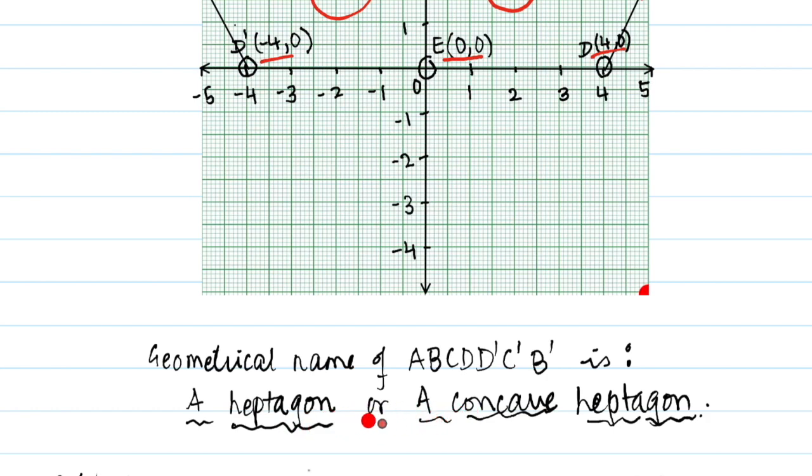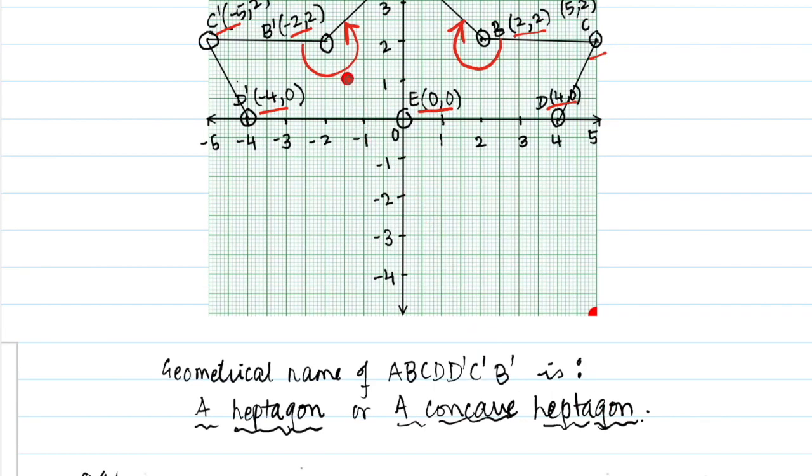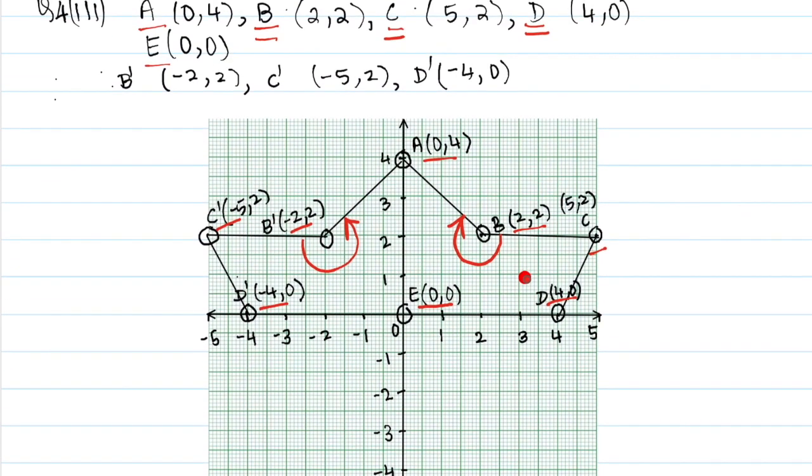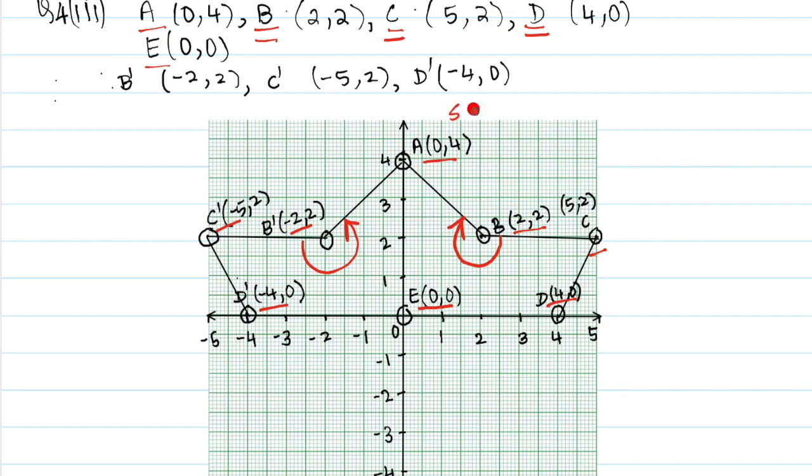You can write directly like that, or a concave heptagon. If one of the angles is more than 180 degrees, then it is called a concave polygon. So it's a concave heptagon. Now out here, the scale was 2 centimeter equal to 1 unit on both axes.